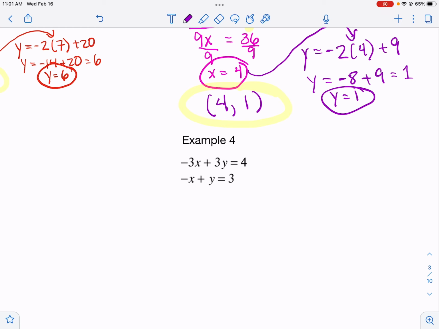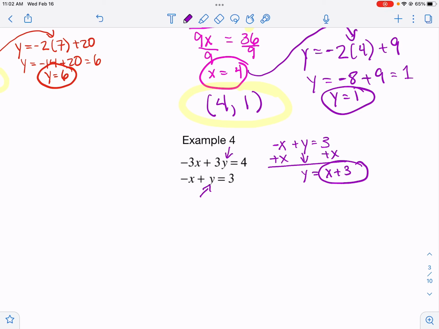All right, what's the easiest way to do this one? Well, I'm looking at this right here. That y is just glaring at me, because if I take that second equation, negative x plus y is equal to 3, and I add x to both sides to move that over to the other side, I'm left with y is equal to x plus 3. All right, on all of these examples we solve for y, but you don't have to. You could solve for x. It's okay.